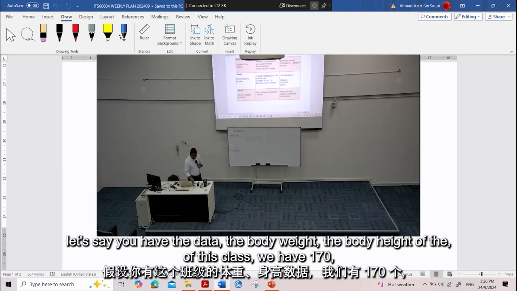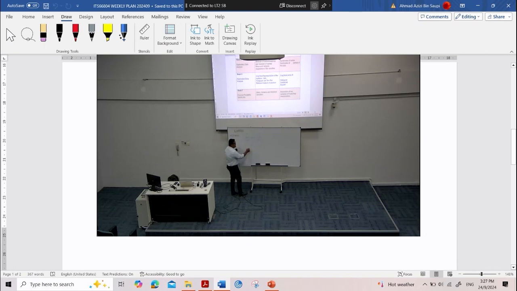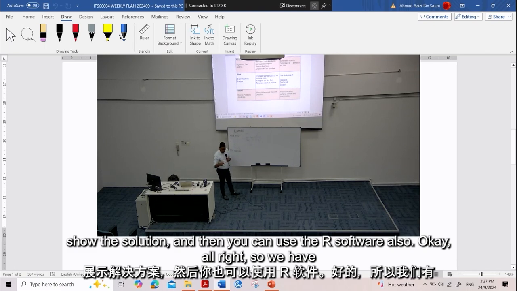Okay, let's say you have the data, the body height of this class, we have 170, 170, 11, 691, 68. So you need to calculate the mean. Okay, so you need to manually calculate, show the solution, and then you can use the R software also.